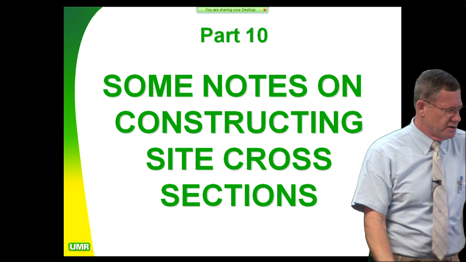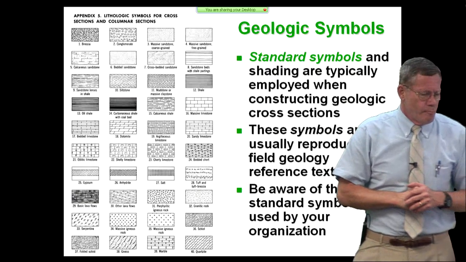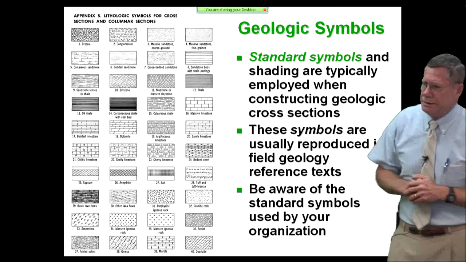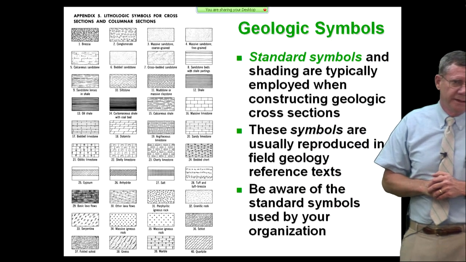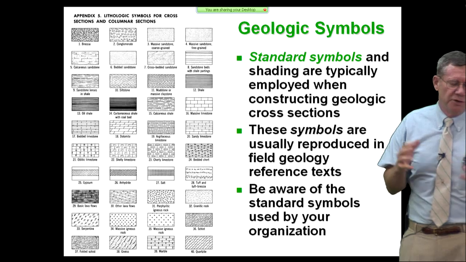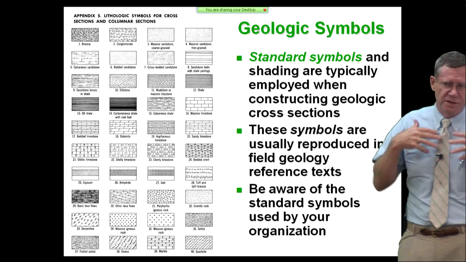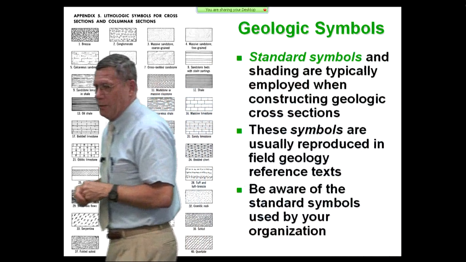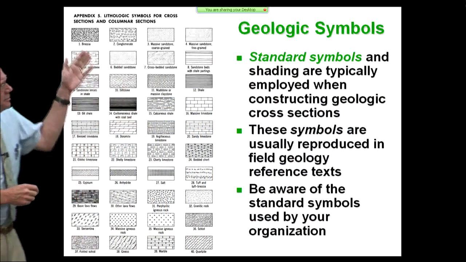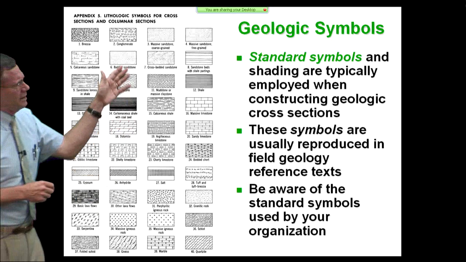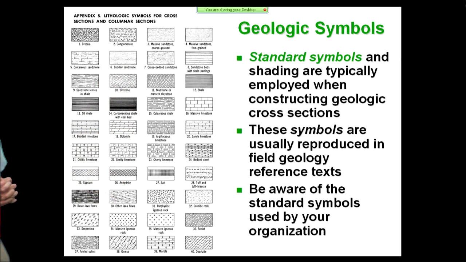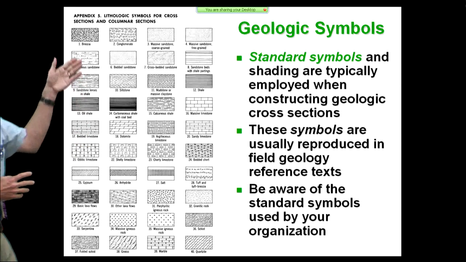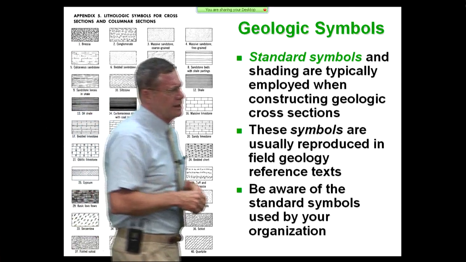So what are some notes on constructing site cross-sections? How your cross-section looks is exceedingly important. It has to have good graphics. No one's going to believe you in this visual society with all the beautiful computer graphics unless it looks believable. And one way to make it look believable is to use the proper sorts of standard symbols that you see in field geology books. So if you have a copy of Leahy or any of the good field geology books, you want to use these kinds of symbols if you're dealing in a black and white world.